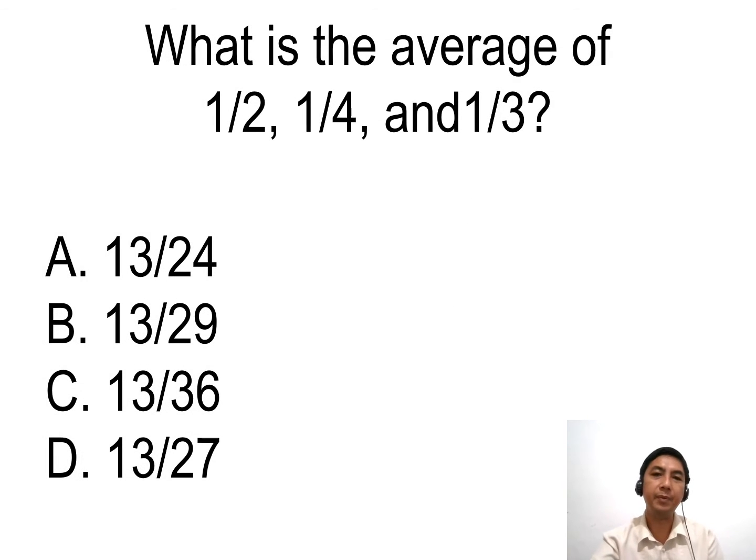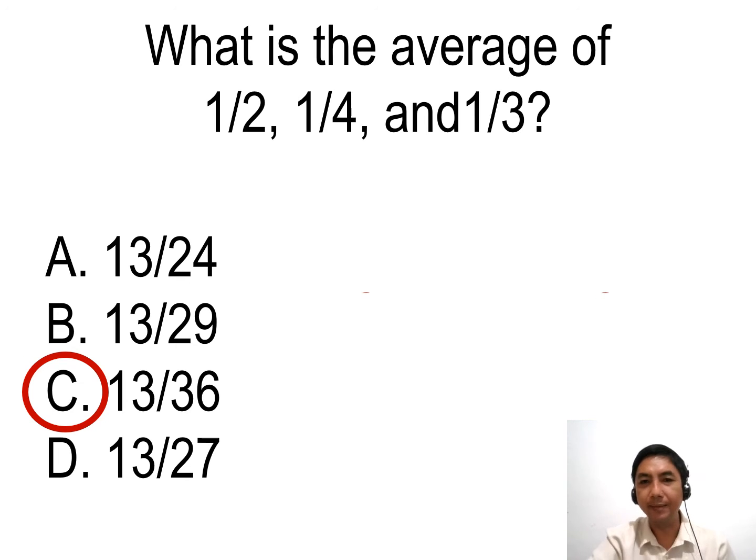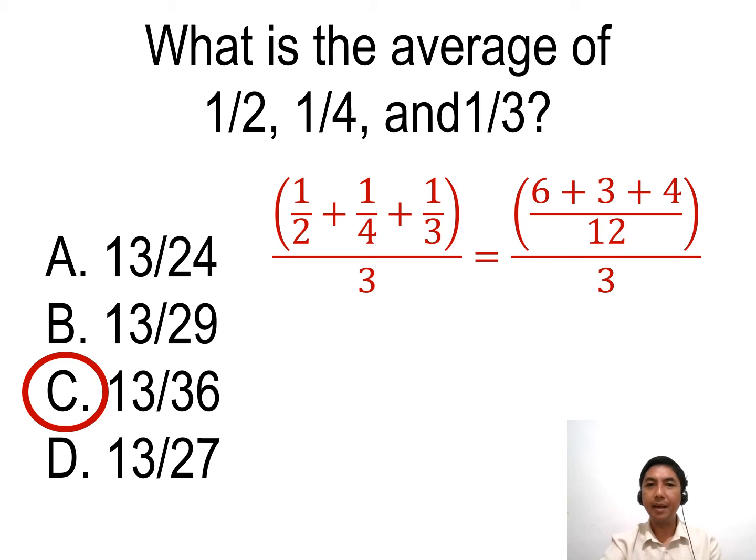Alright, next problem is, what is the average of 1/2, 1/4, and 1/3? We know the meaning of average means you are going to add all the terms and then divide by the number of terms. Okay? So the answer here is 13/36. So, paano yan nakuha? Ito po ang gagawin natin. So, add ang 1/2, ang 1/4, at yung 1/3. And then we divide by 3 because we have only 3 terms.